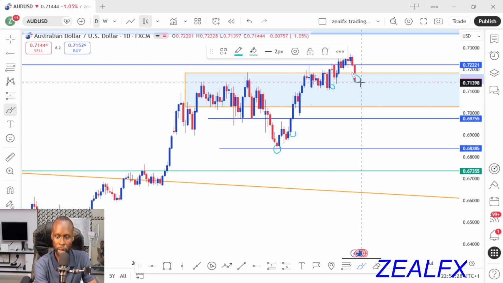So trading a reversal trend requires patience, but when you are trading the trend of the market, you enjoy trading the trend of the market.